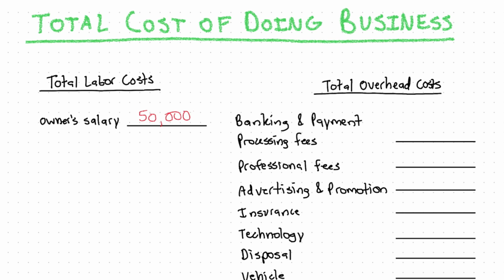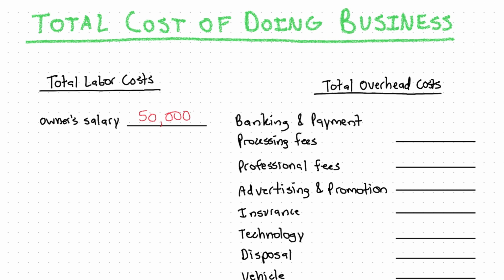Then we have advertising and promotion, and that's online ads like Facebook or Google or other paid marketing that you might have throughout the year. Maybe if in the slow season you run some ads to generate some leads. And then on the promotion side, that's like business cards or flyers, things like that. Moving on to insurance, that's like general liability insurance, vehicle insurance. Technology, that includes phone expenses, any software subscriptions that you have, website hosting, stuff like that.